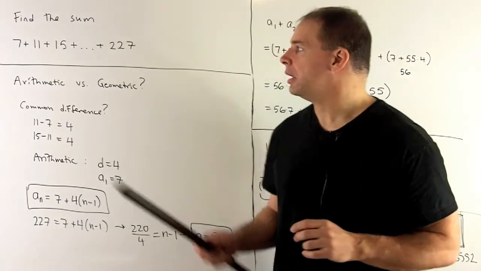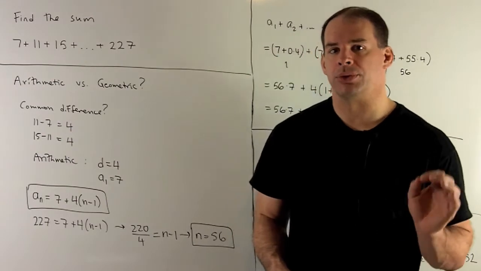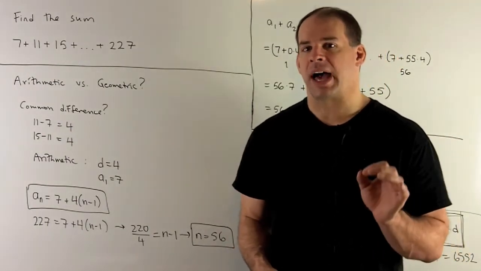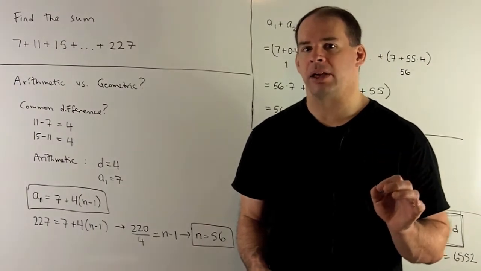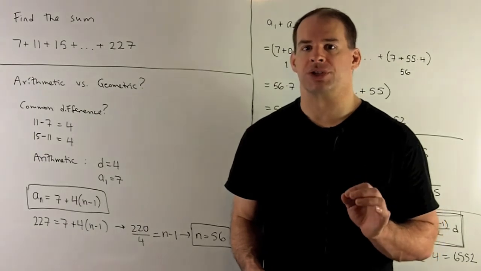Find the sum, 7 plus 11 plus 15, all the way up through 227. First step, we'll decide whether we're getting our terms from an arithmetic or a geometric sequence. So let's check arithmetic first.